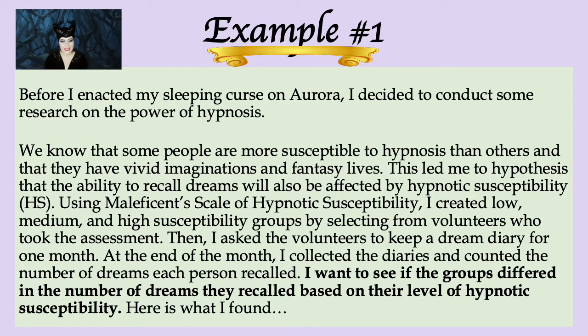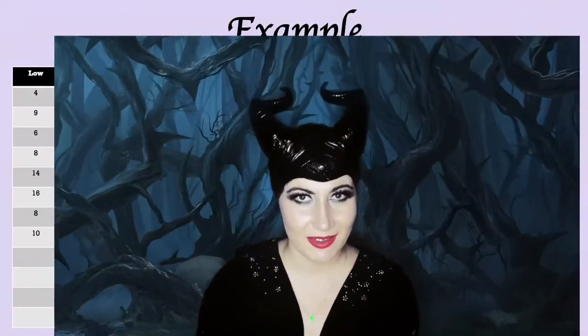Using Maleficent's scale of hypnotic susceptibility, I created low, medium, and high susceptibility groups by selecting from volunteers who took my assessment. Then I asked the volunteers to keep a dream diary for 1 month. At the end of the month, I collected the diaries and counted the number of dreams each person recalled. I want to see if the groups differed in the number of dreams they recalled based on their level of hypnotic susceptibility. Here are the data that I found.